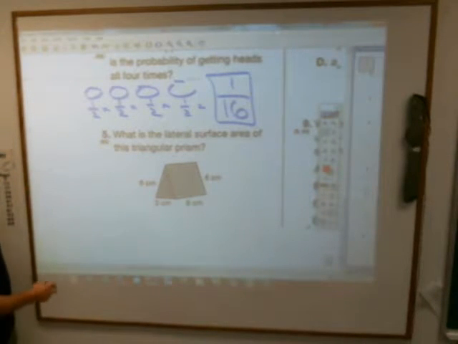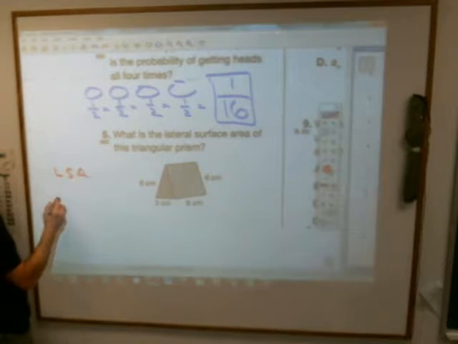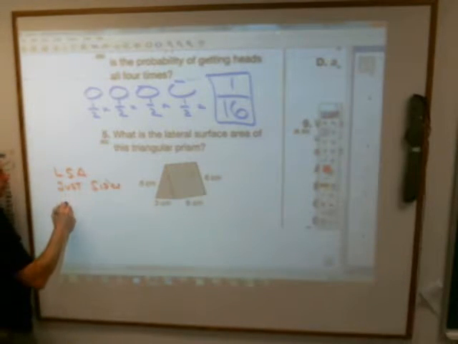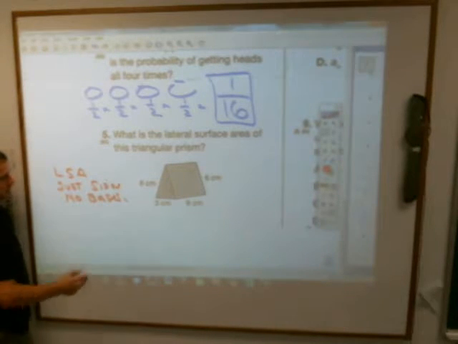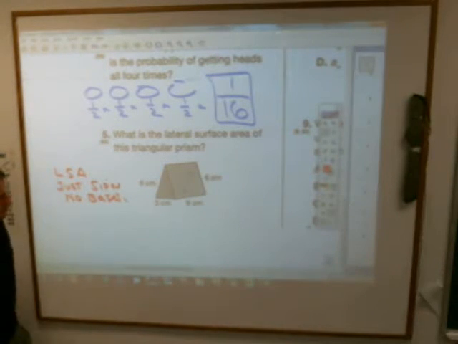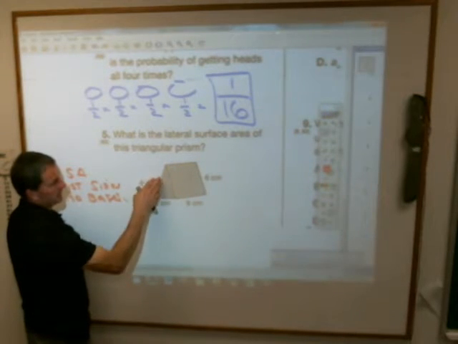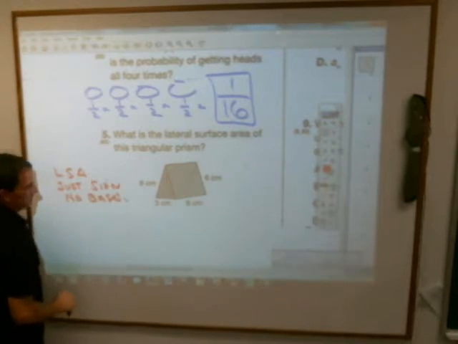Oh, lateral surface area. Remember what I said? Lateral surface area, LSA, is the area of just the sides. No bases. So you could figure that out. You've got this rectangle side here, and you can see this bottom and that, because the base is a triangle. Okay? The base is the triangle.